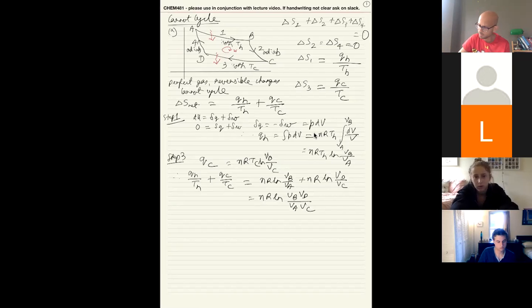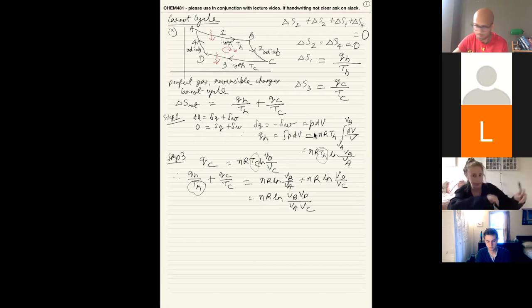For that, we have to figure out a connection between VB, VD, VA, and VC. So we got to this term by looking at the two isotherms. Where did the TH and TC go? Oh no, they got divided. I divided QH by TH, and I divided QC by TC. That's where they went. I didn't eat them. So now we have to think about the ratio between VB, VD, VA, and VC.